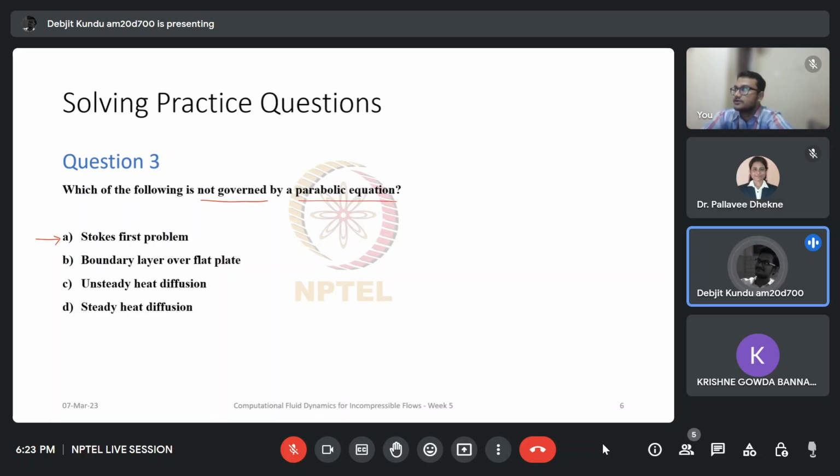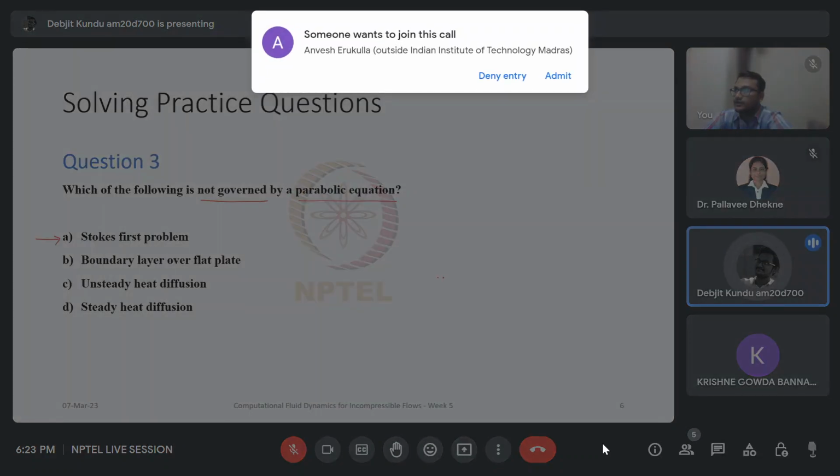So Stokes' first problem, can anyone say what it is? What kind of a flow is it?